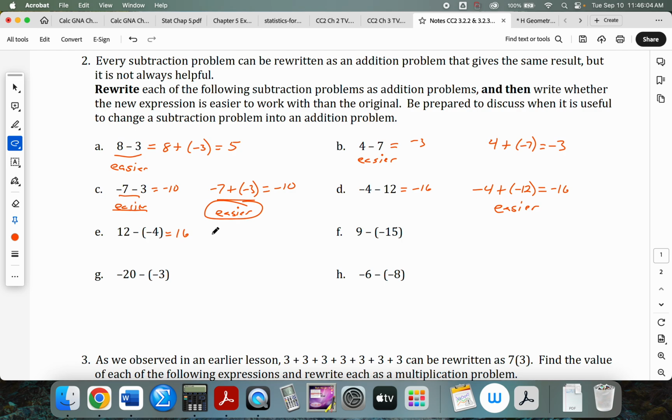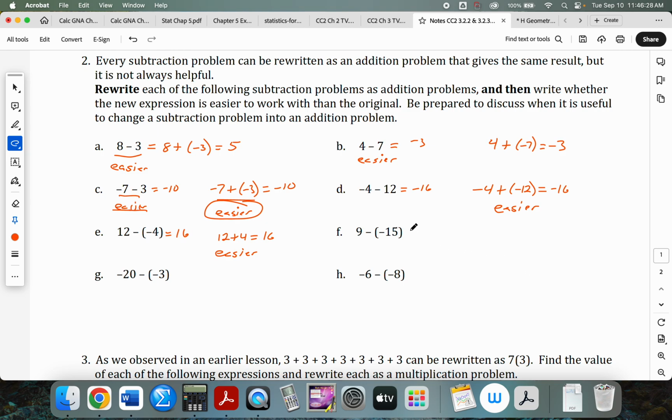Let's see. Ben, how did you rewrite this one? 12 plus 4. Now, which one is easier? Second one. Yeah, the second one's definitely easier on this one. All right.